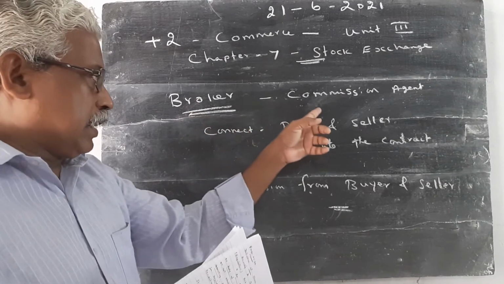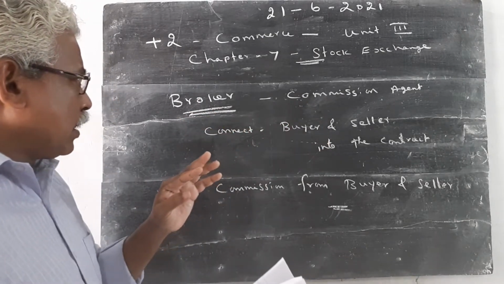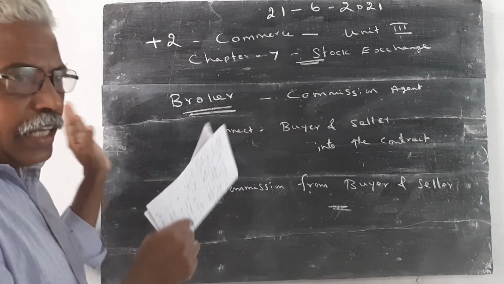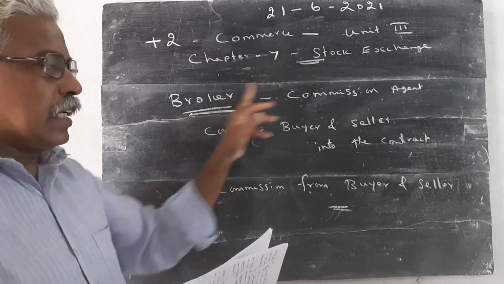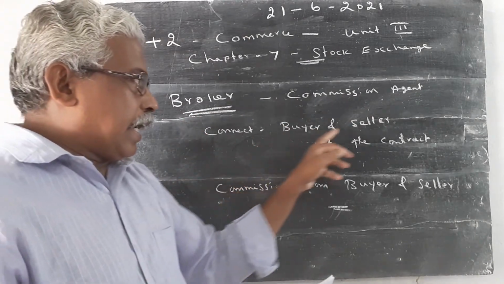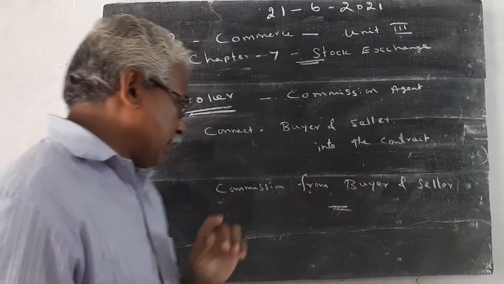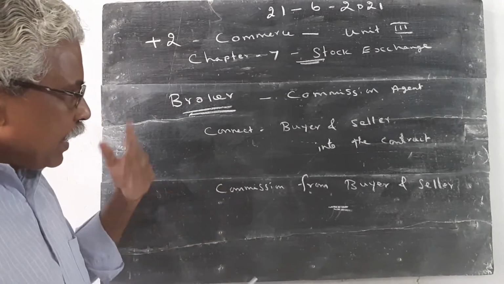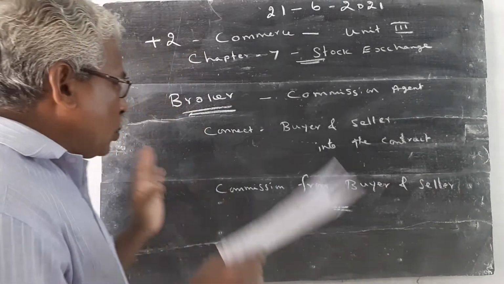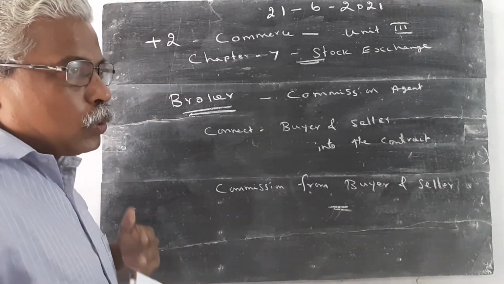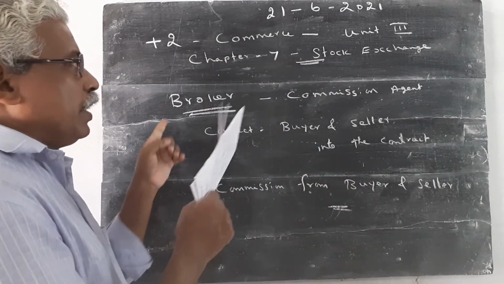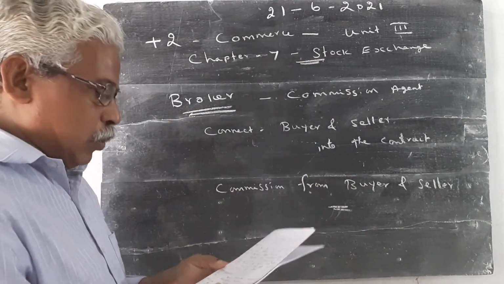Brokers are commission agents. They connect. One of the questions is, who is a broker? That is why I explain again and again. Broker is a commission agent. Broker connects the buyer and seller into the contract. The broker gets the commission from buyer as well as from the seller. Without a broker, we are not able to deal any transaction in the stock exchange. Only through brokers can we buy or sell the securities.